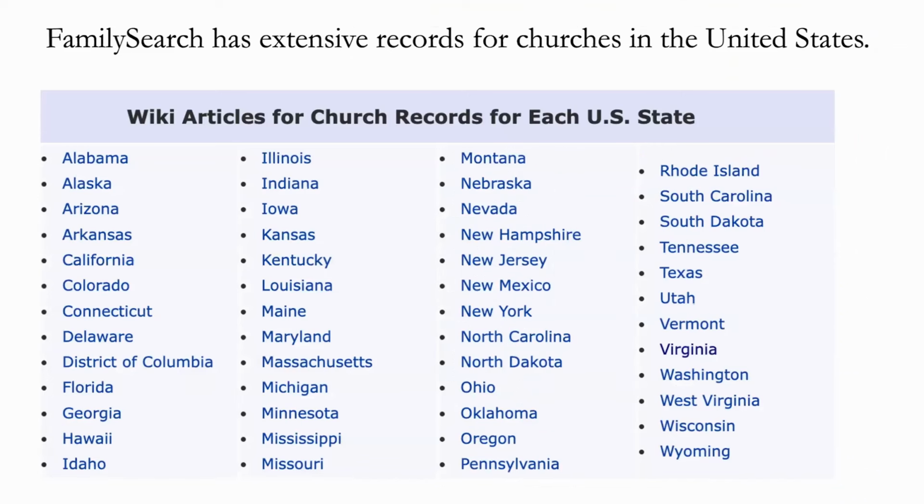And FamilySearch has extensive records for churches in the United States. These are wiki articles for the church records in each of the states. So when you go to the familysearch.org research wiki under the search tab and you start looking at church records and reading about the church records, you'll see that this will take you down to each individual state in the union and give you some very good background on which churches were predominantly available in that particular state.